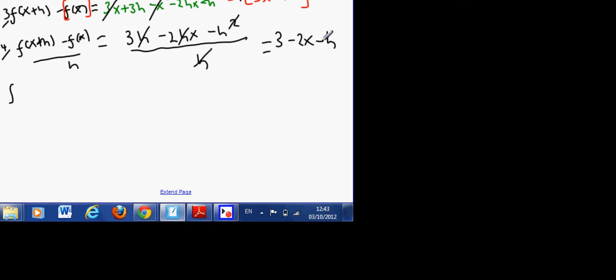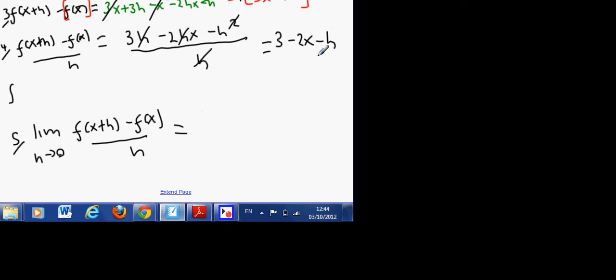And now step 5 is finally the limit as h approaches 0. You've got to write it out again to really make sure the marker has no reason to take anything away from you. And then that turns this h here into 0. The answer is 3 minus 2x. So then you can say f dash x is 3 minus 2x. Make sure, Josh, please make sure you have that part done, the 5 steps.